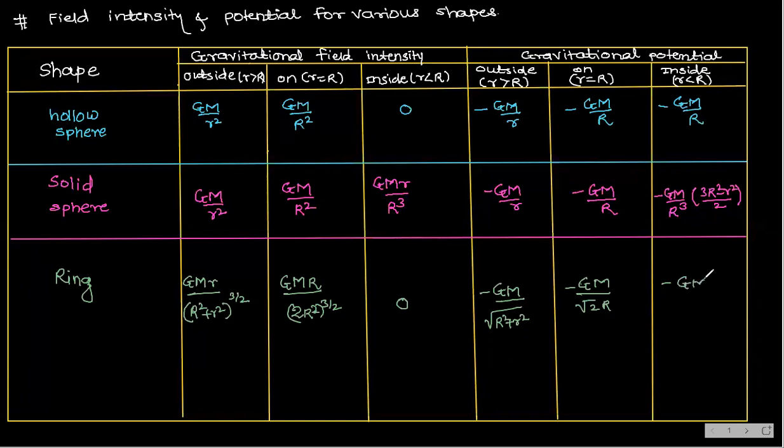Sir, bigger and smaller are same, sir. Where bigger r is, sir, in first. No. Okay, sir. Bigger R is radius. Small r is distance from the center. Okay. Got it?